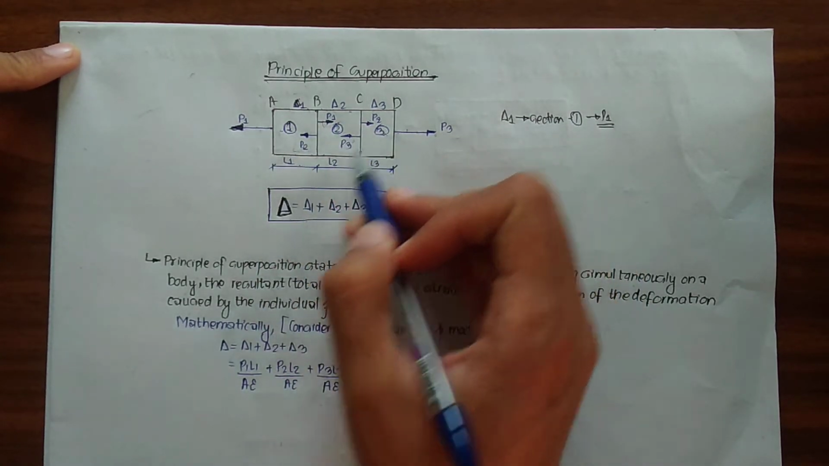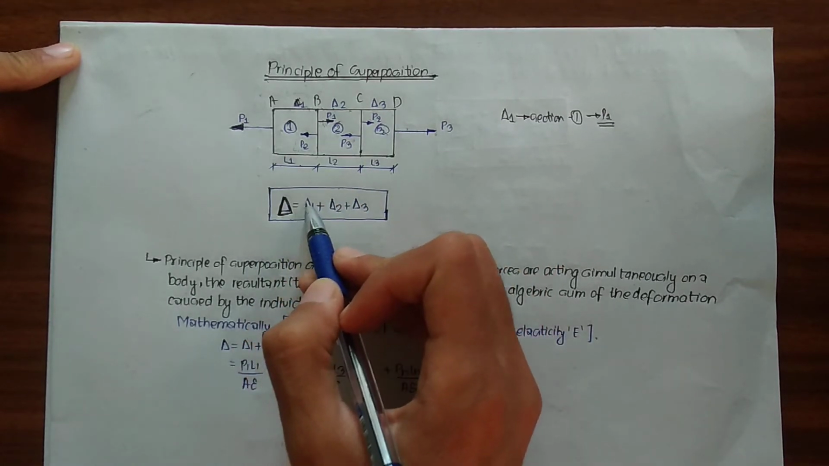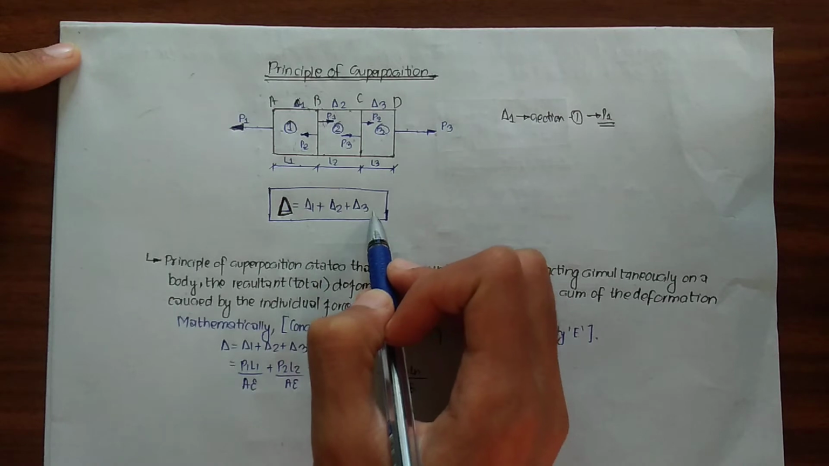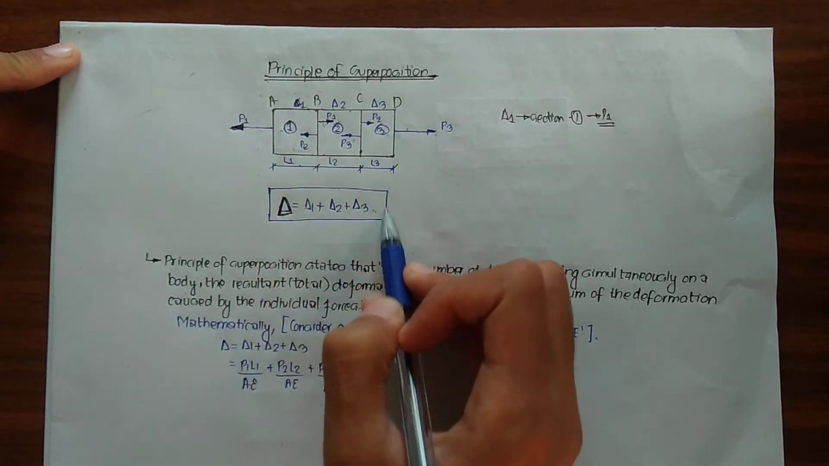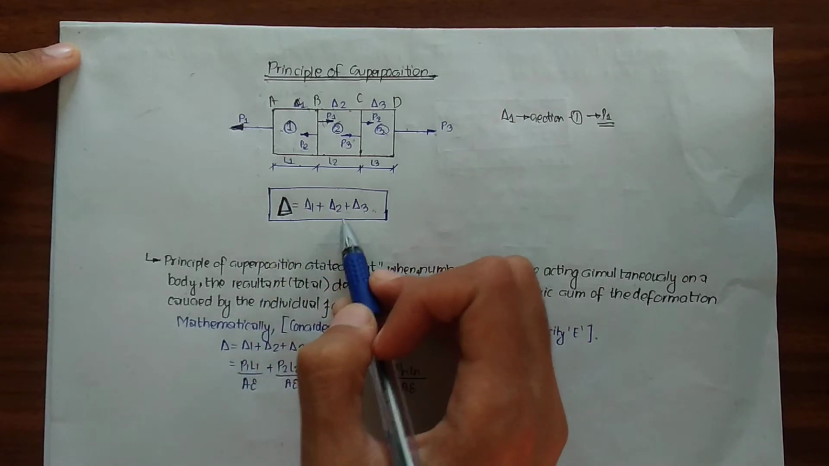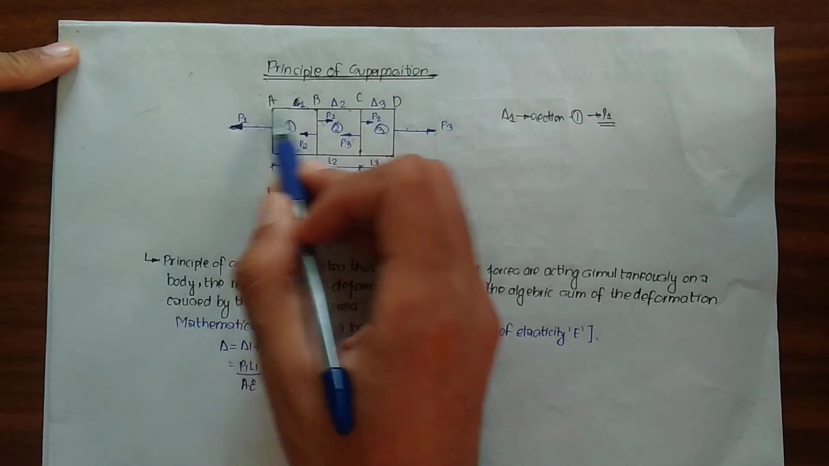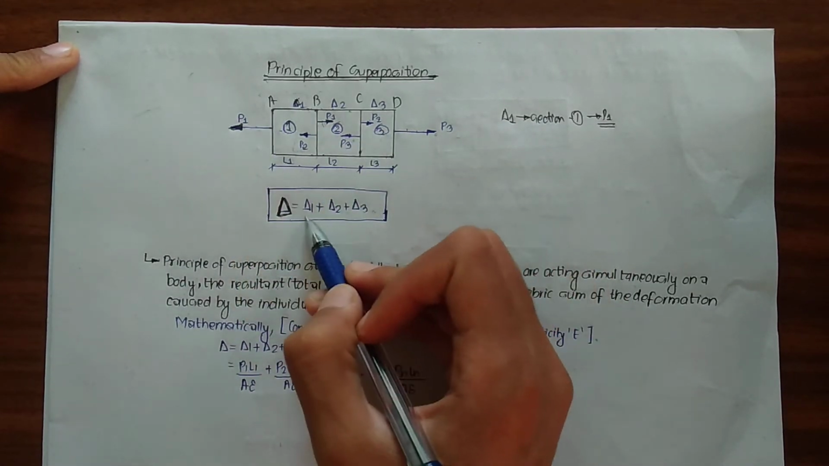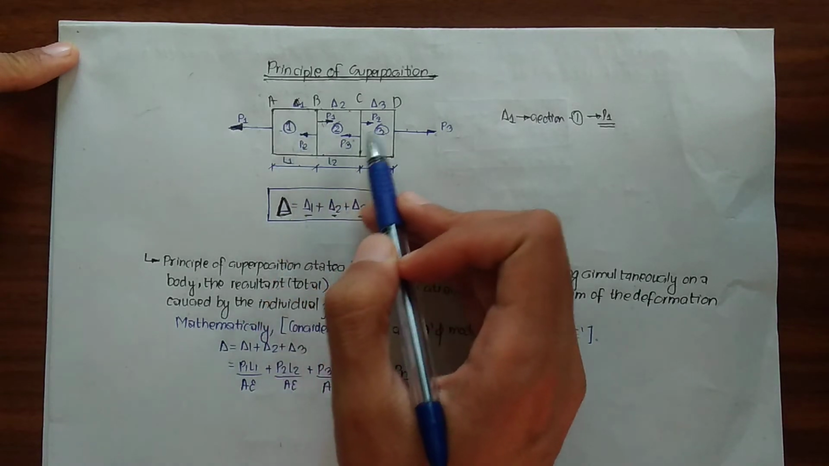Mathematically, I have simply written that the total deformation of the steel bar, del, equals del 1 plus del 2 plus del 3. So this is basically what the principle of superposition is. The use of the principle of superposition is that if I had to find the total deformation of the steel bar, I will simply add the deformation of the individual sections of which the bar is made up.